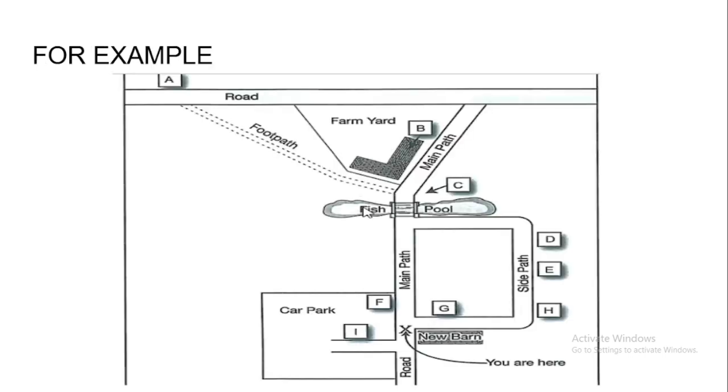Let's use this as an illustration. Let's try to study this very map. If you look at some titles, legends, and keys on this map, you would discover what it represents. We can see a farmyard, a footpath, a fish pool, a car park, and the side part. We can also see a new barn. So, merely looking at all of these features, we can conclude that this map represents a big farmland.